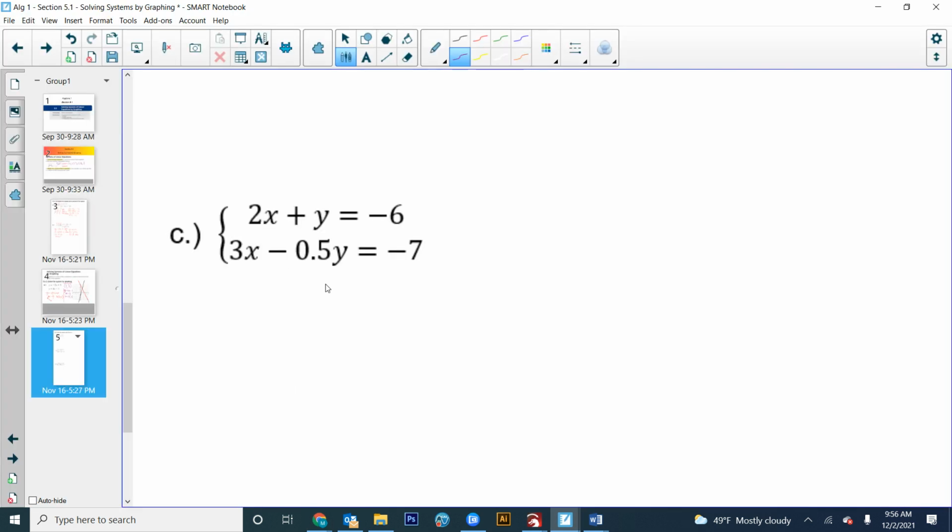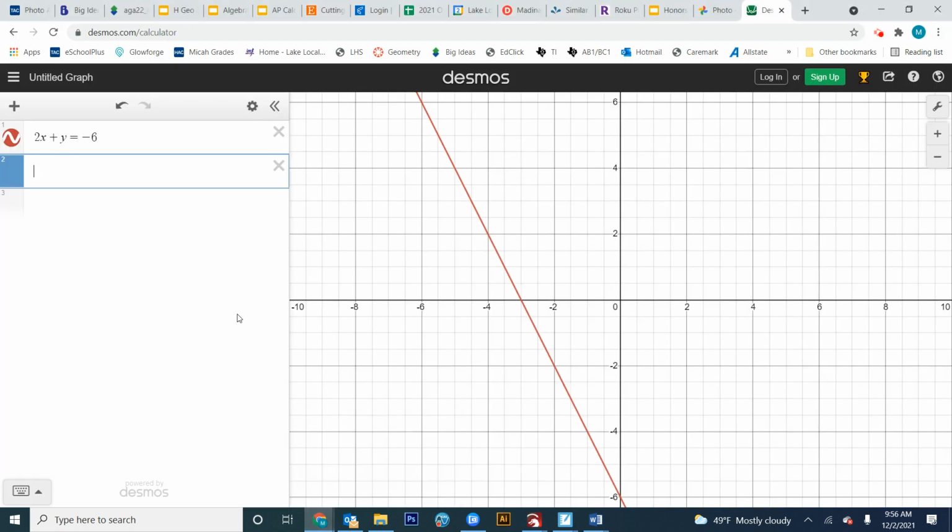Or not. 3x minus 0.5y equals negative 7. 3x minus 0.5y equals negative 7? Yep, negative 2.5 comma negative 1. So that's one where it's not a perfect whole number. You had to be kind of careful there if you were to graph it by hand. But with the calculator, it will find the intersection for you. Pretty easy, right?